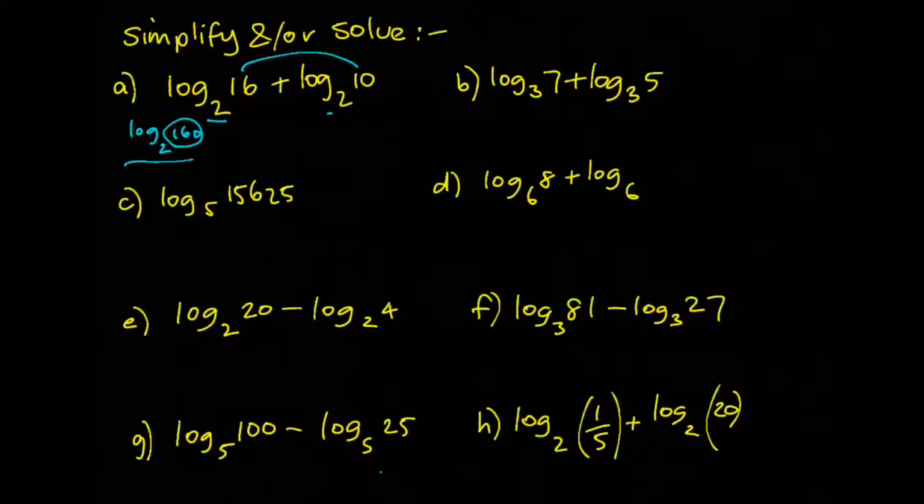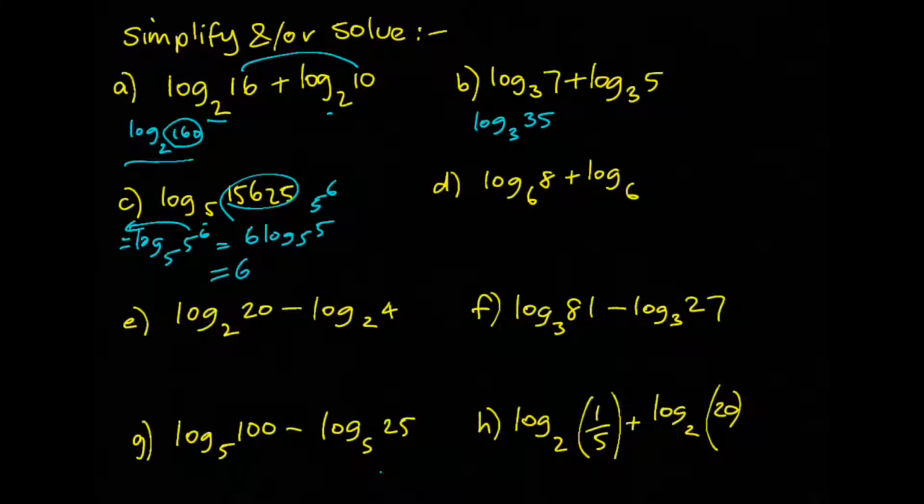Okay, part B, same deal again. So this time, because we've got the same bases, we're going to go log to base 3 of 7 fives of 35. And that's as simple as that one goes. Okay, part C, now if we take 5 and we keep multiplying 5, we recognise that 5 to the 6 equals this value. So log of 5 to the 6. And then that equals, because we can bring the 6 out the front, 6 log 5 of base 5, which equals 6. So we can solve that one without the calculator.